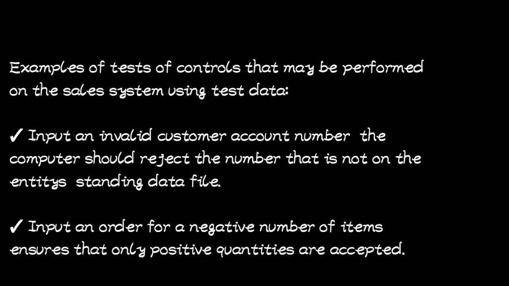Let's look at examples of tests of controls that may be performed on the sales system using test data. First is to input an invalid customer number. The computer should reject the number that is not on the entity's standing data file. So you can put in a wrong customer number and see if it will be rejected or not.